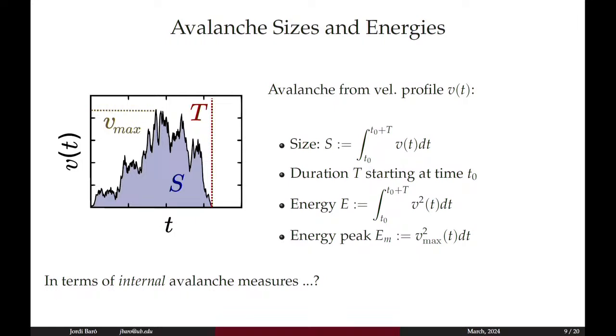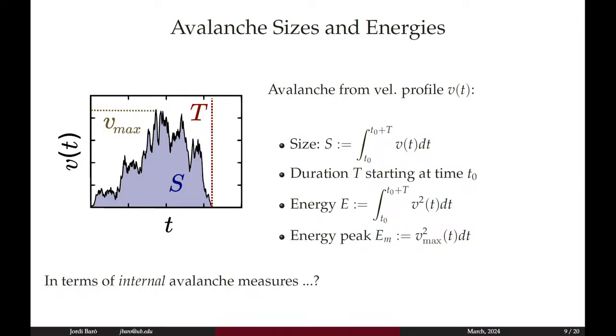We consider the size to be like the amount of displacement. This will be a mean field measure, right? That we had over a certain duration, and the energy we measure as something that will be proportional to the kinetic energy that has been released, right? That is with the square of the velocity. And also this is another measurement that can be interesting, is this energy peak. It's like this peak of kinetic energy that is just the maximum value that we observe in this avalanche, right?